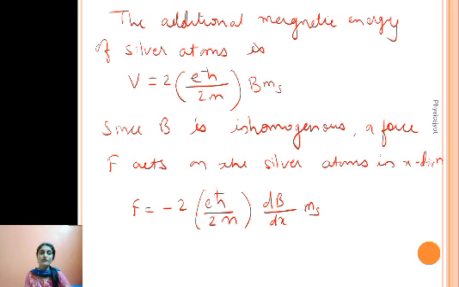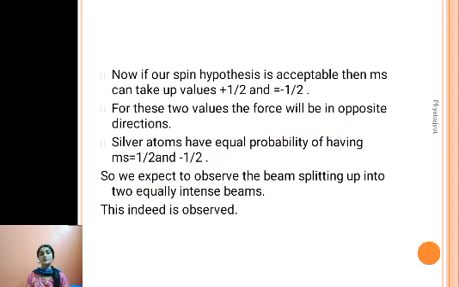x direction. So we have force equal to minus 2eħ upon 2m, and here this F is minus dV by dx, right? So that is how I have taken differentiation of this. The quantities 2eħ upon 2m and m_s are constant, so I will be taking differentiation of only B. So that is how I got F equal to minus 2eħ upon 2m dB by dx into m_s. So now if our spin hypothesis is acceptable, then m_s can take only two values.